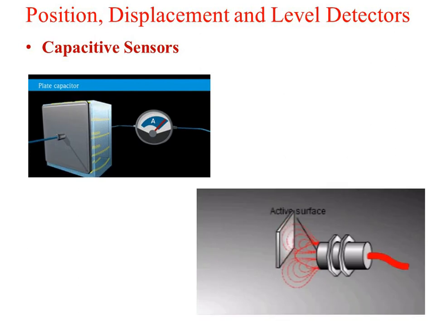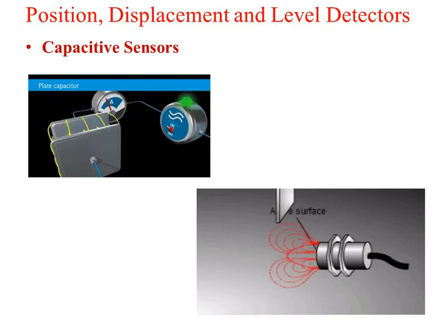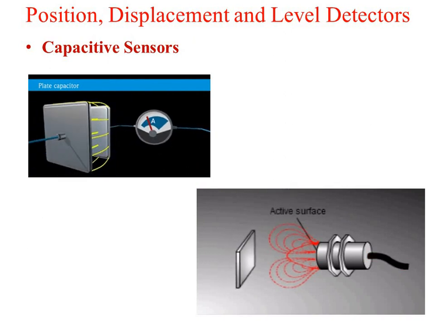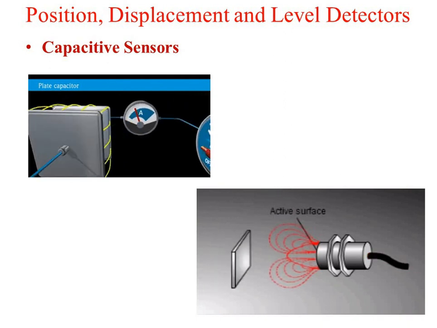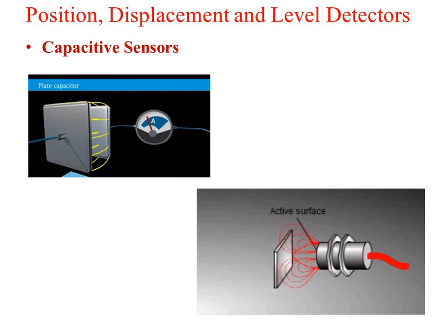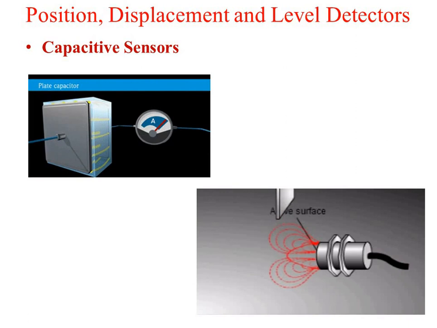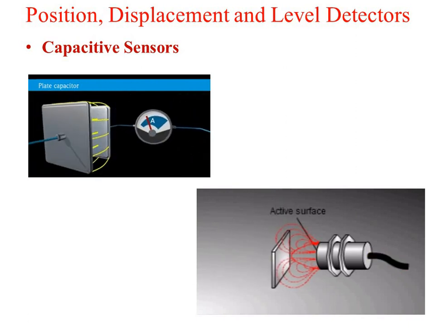Then there is another capacitive principle. One plate is moving and a magnetic field is there. So that is going to change the distance between the two plates, and that is going to change the overall capacitance. So this is an example of a mixed type of inductive and capacitive sensor.